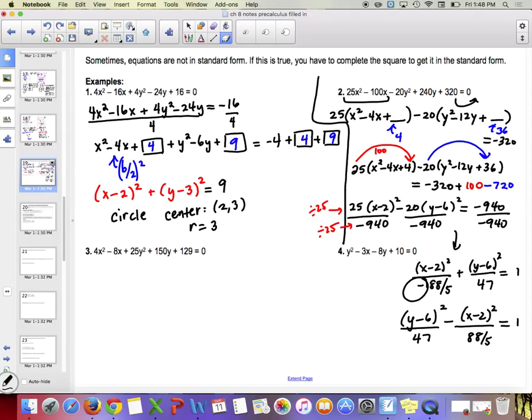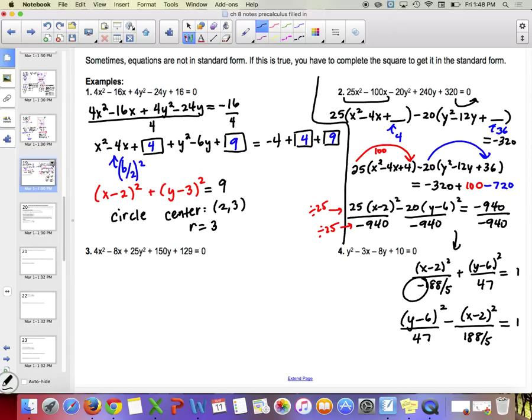188 over 5? Oh, did I forget my 1? Oh, I did, because I circled it and I lost it. 188 over 5, thank you. Which I guess you could write as 37.6 if I gave you a nasty one like that. I'll try to do better. It's hard making these problems.